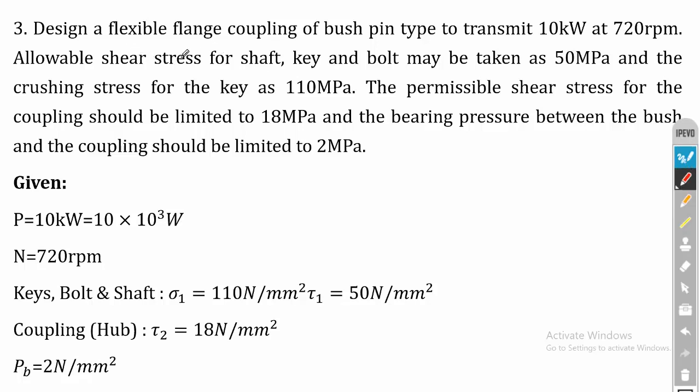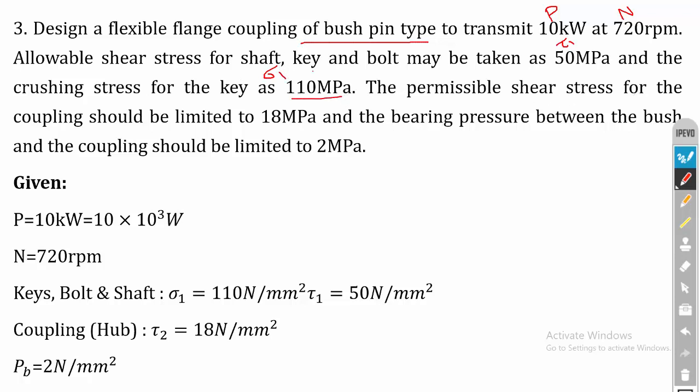Design a flexible flange coupling of bush pin type to transmit 10 kilowatt at 720 rpm. The power and speed are given. Allowable shear stress for shaft, key and bolt may be taken as 50 megapascal. So allowable shear stress for bolt, shaft and key is taken as tau 1. And the crushing strength, so actually in most of the problems the data will not be given, but here the data is given, so you can directly take the values. The crushing stress for the key, sigma 1, is given as 110 megapascal.